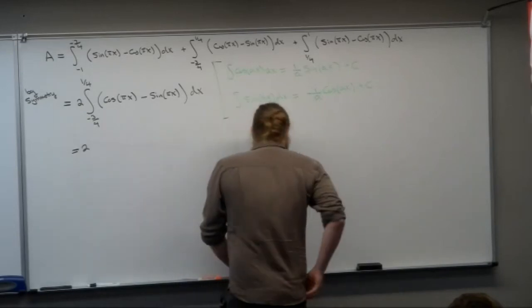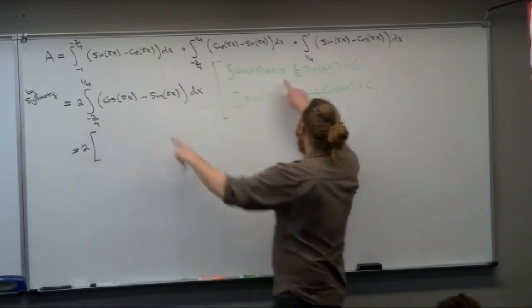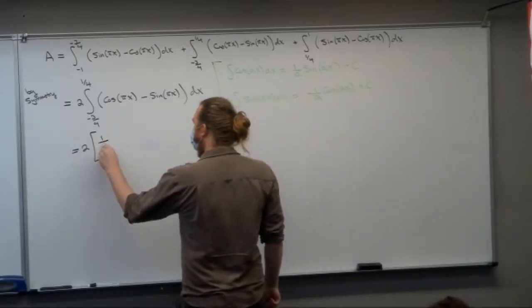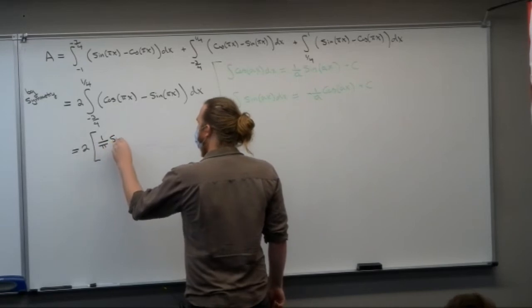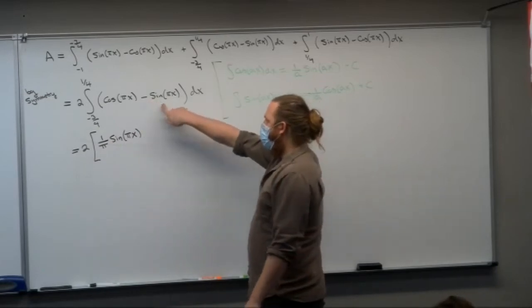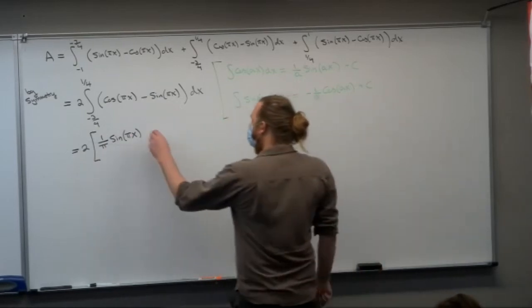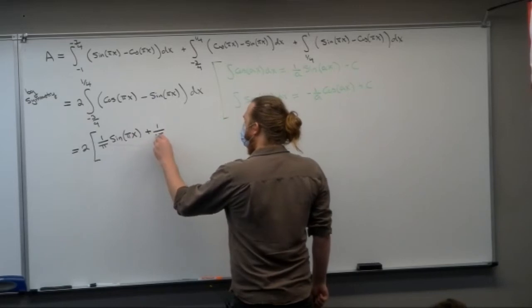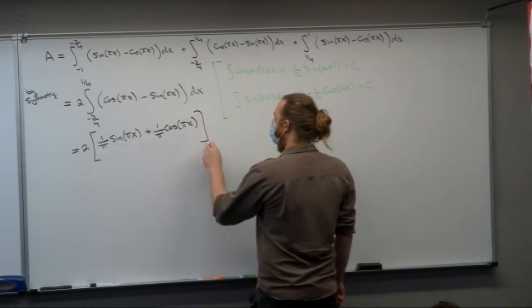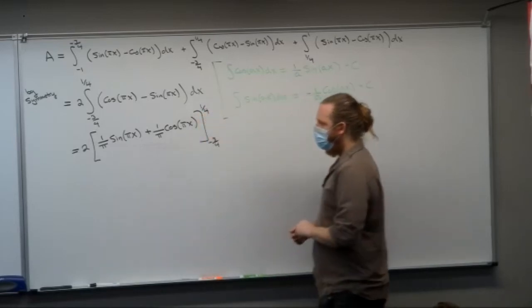So from that, we get the antiderivative for cos pi x should be 1 over pi times the sine of pi x, or sine pi x over pi. I'll write it like this, so it matches the formula. And then when I subtract the antiderivative for sine pi x, the minus will make positive. This will become plus 1 over pi cos pi x. And we're evaluating from negative 3/4 to positive 1/4.